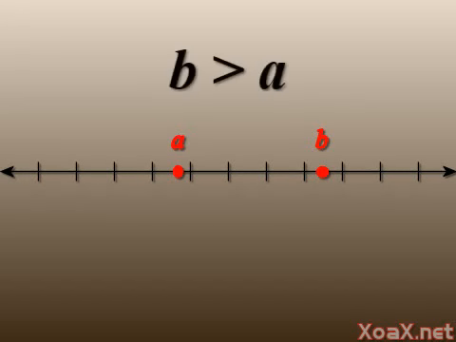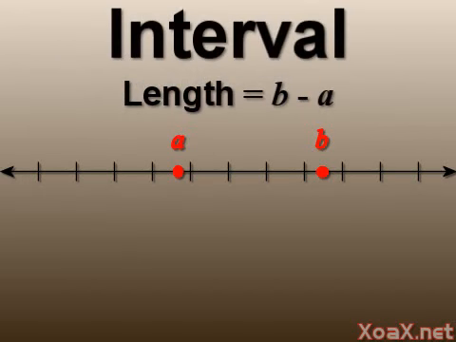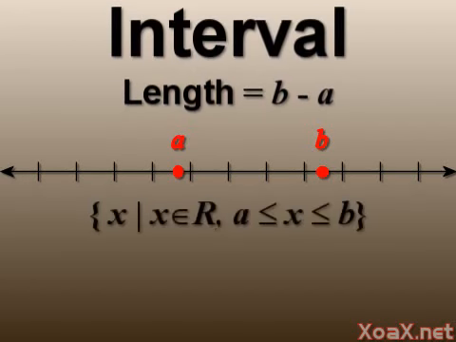The numbers on the number line decrease to the left and increase to the right. If we have two numbers plotted on the number line, the larger number is the one on the right. The distance between them is defined as the larger minus the smaller. The distance between 2 points on the number line also defines the length of an interval. An interval is a set of real numbers between two real numbers which we can define like this.